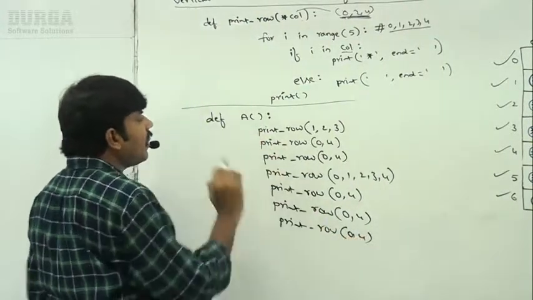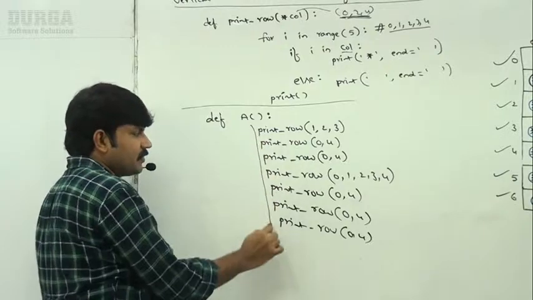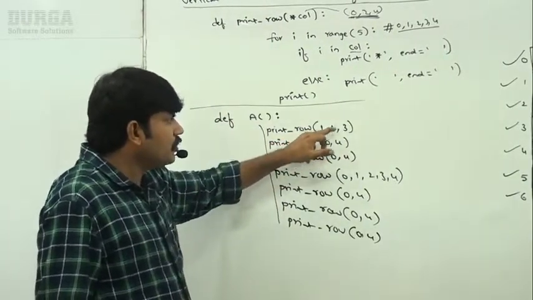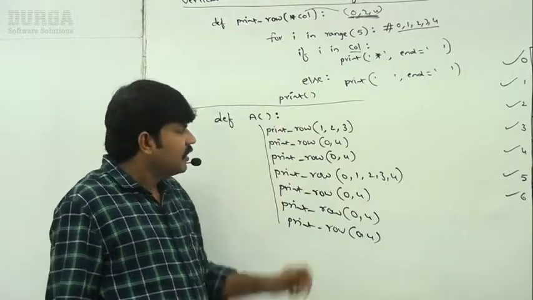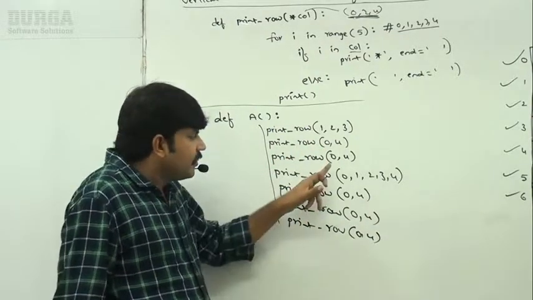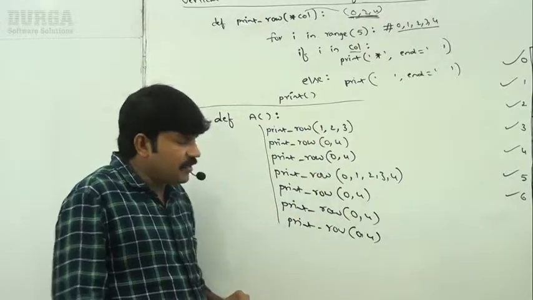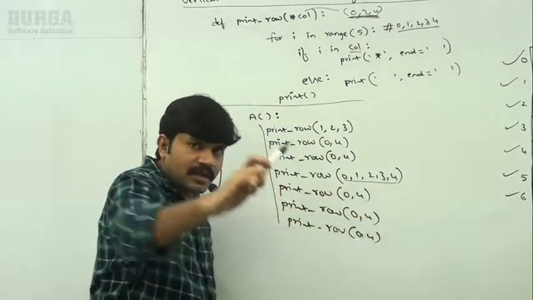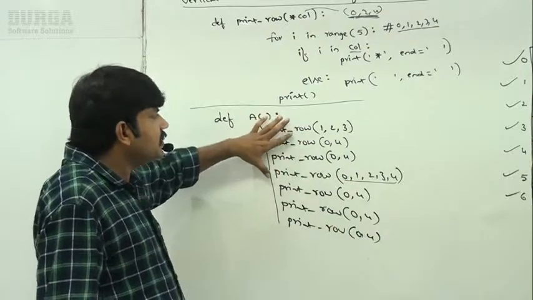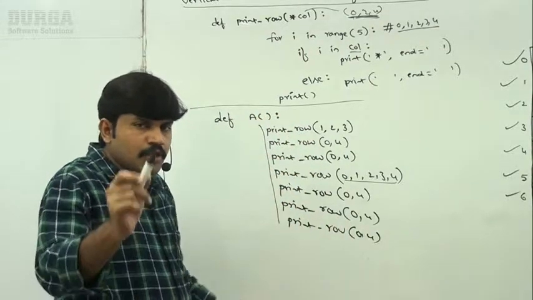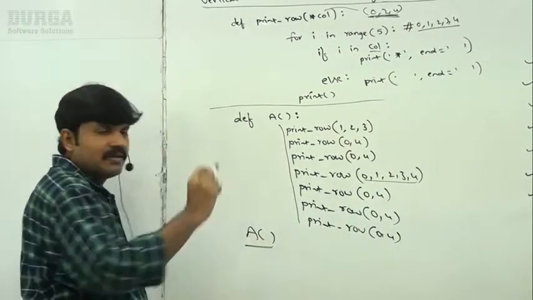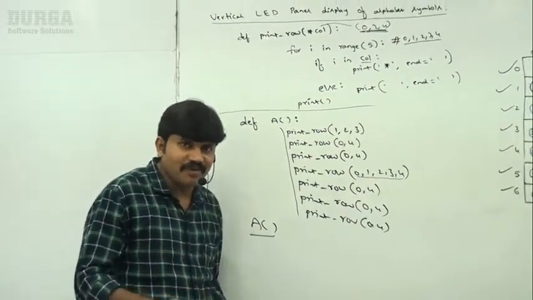Sir, I just call that function 7 times. The first time, in the 1, 2, 3 places star symbol is required. In the second one, 0th and 4th places star symbol is required. Next, 0 and 4th place. Next, in all columns star symbol is required, like this, right? Sir, this is a function I wrote. If you want to print A, just call a function. Now the A alphabet symbol will be ready.